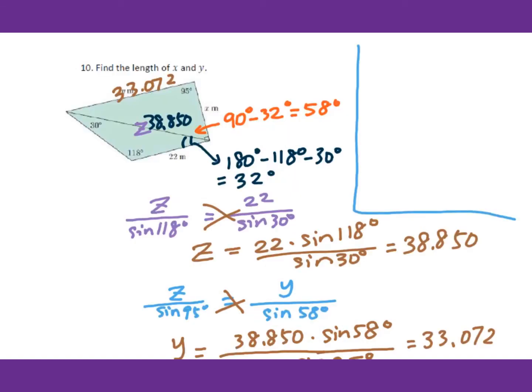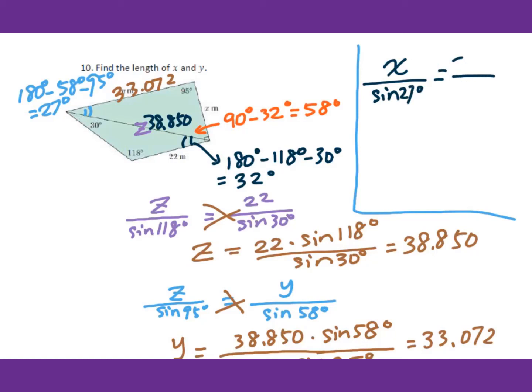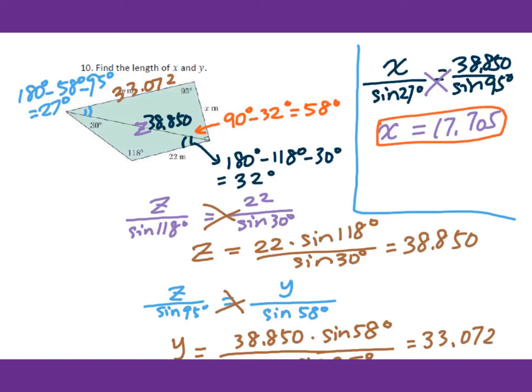Then we need to figure out x. This angle, that's 180 degrees minus 58 degrees minus 95 degrees. You will get 27 degrees. Then using Sine Law again, x over sine 27 degrees equals 38.850 over sine 95 degrees. Cross multiply, you will get x equals 17.705.